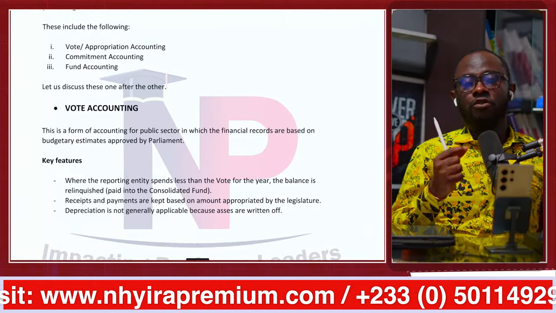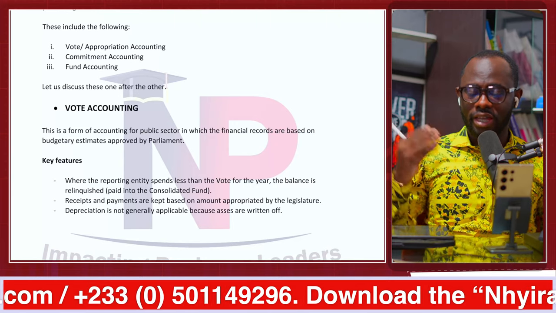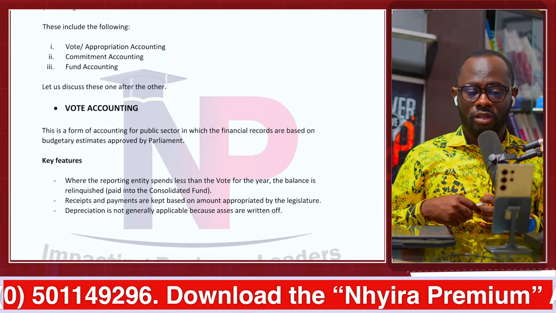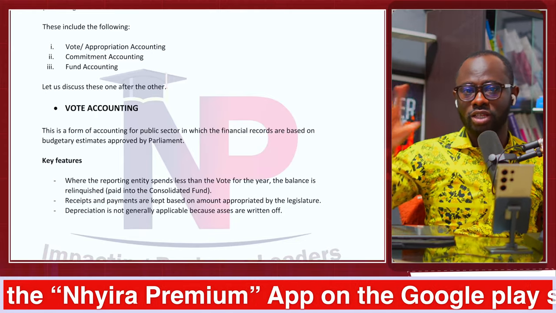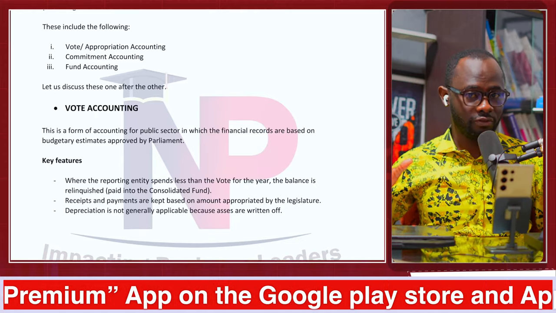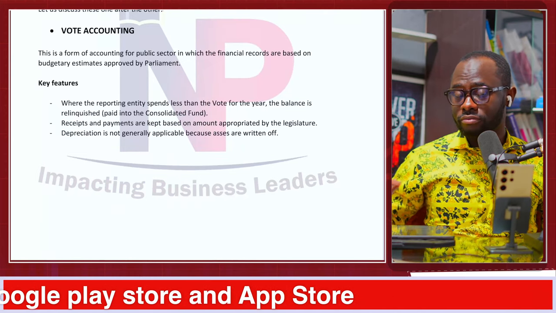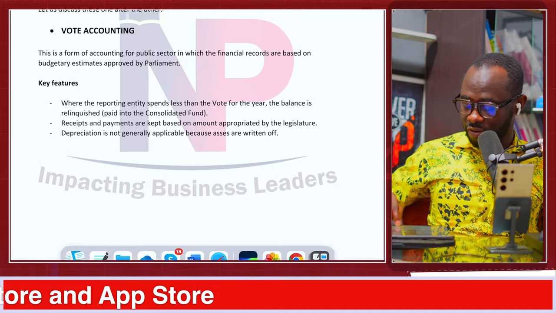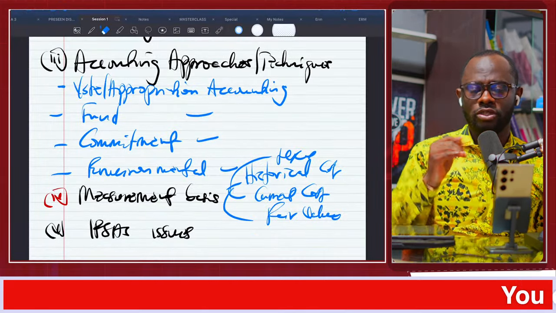So if we look at it carefully, what we mentioned was that under vote accounting, it looks like we are applying the cash basis accounting principle, because here we are keeping the books based on the budgetary estimate that has been approved by Parliament for the most part. And so we spoke about the features of vote accounting and how they are supposed to be dealt with. Then we come to commitment accounting.